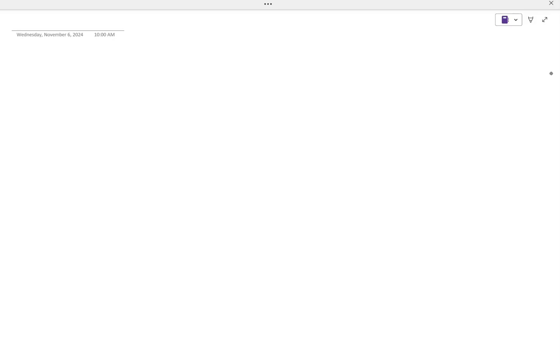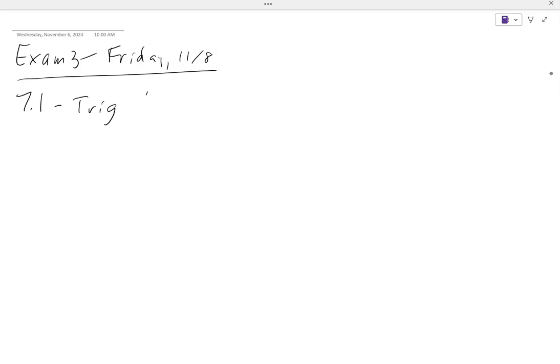So just to remind, exam Friday. All right. So again, it's over 7.1, which was the trig identity stuff, right? So again, these are with the verifying the trig identities. That's the big thing out of that section. Just to remind of some of the fundamental identities that you might use in those.